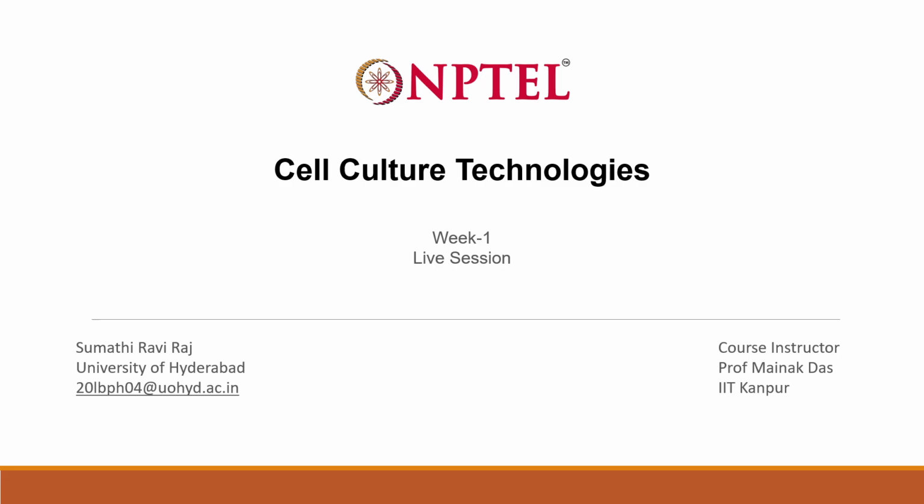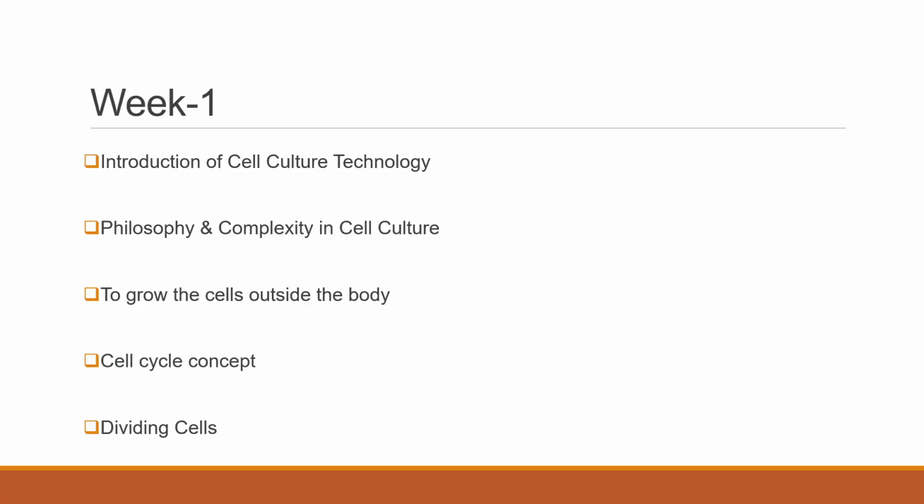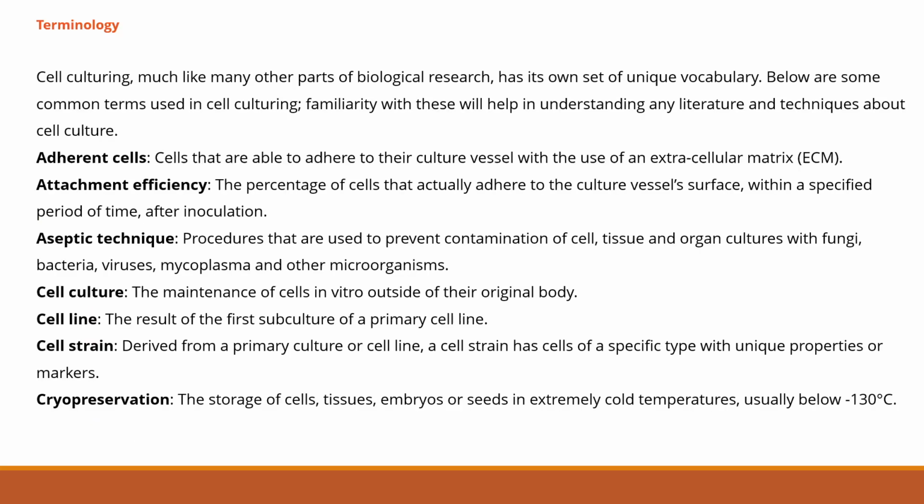So, firstly, what the course entails for this week is the introduction of cell culture technology, philosophy and complexity in cell culture, how to grow the cells outside the body, the cell cycle concept, and dividing cells. So first, we should know a few terminologies before getting into the process. I'll just give a basic introduction for 4 or 5 slides. I think most of it was covered by the previous students in the previous live sessions, but still, if anybody did not attend that.